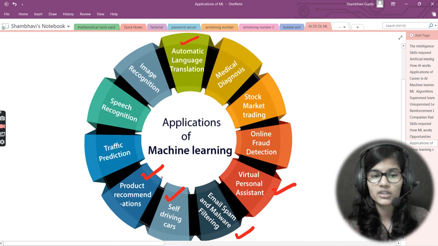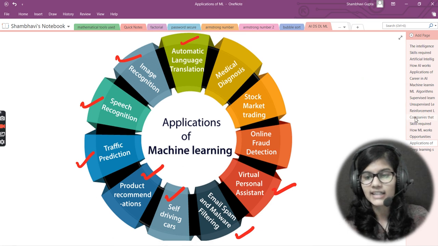Product recommendation: let's say you searched for a product on any online shopping site you use. That product you searched for then comes as a recommendation on all your social networking sites. Let's say you're using Insta or Facebook, so whatever online product you searched on any website comes as a recommendation on your social networking sites, right? This is an application of machine learning. Then traffic prediction, speech recognition, image recognition. So these are all the applications of machine learning.